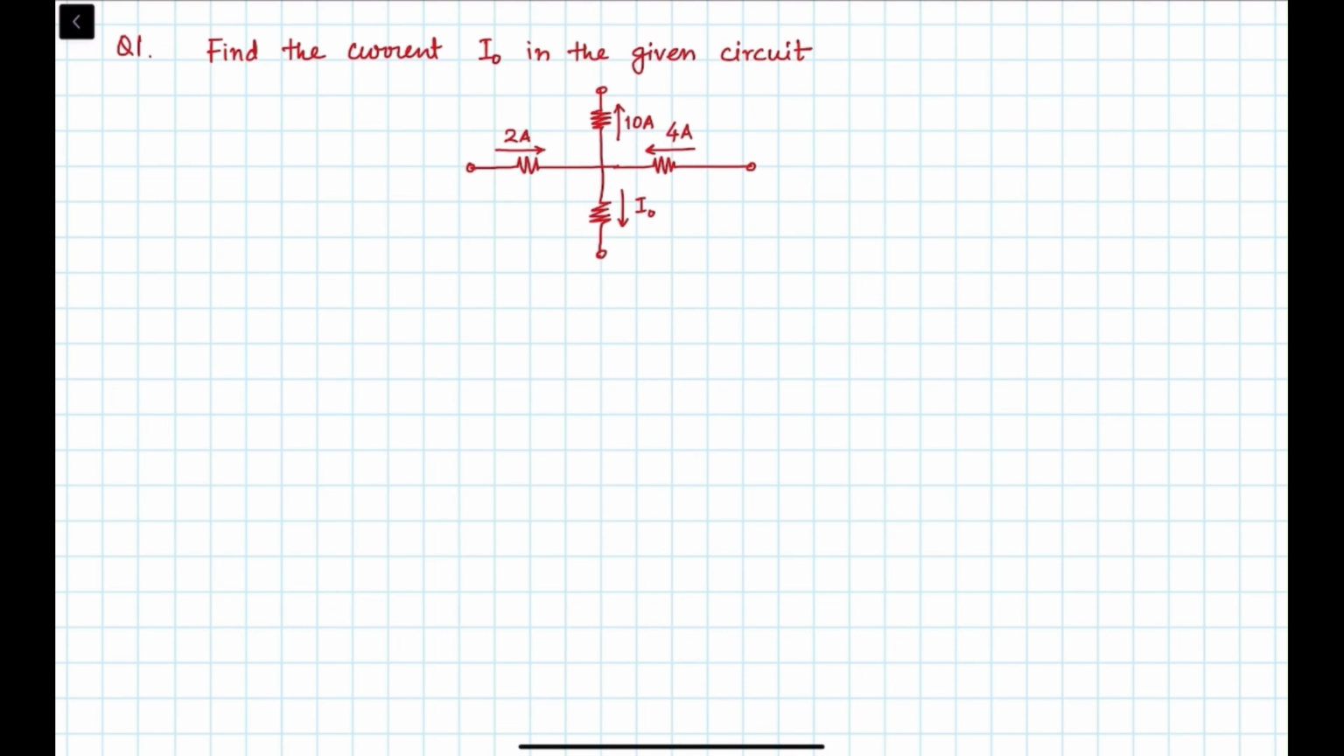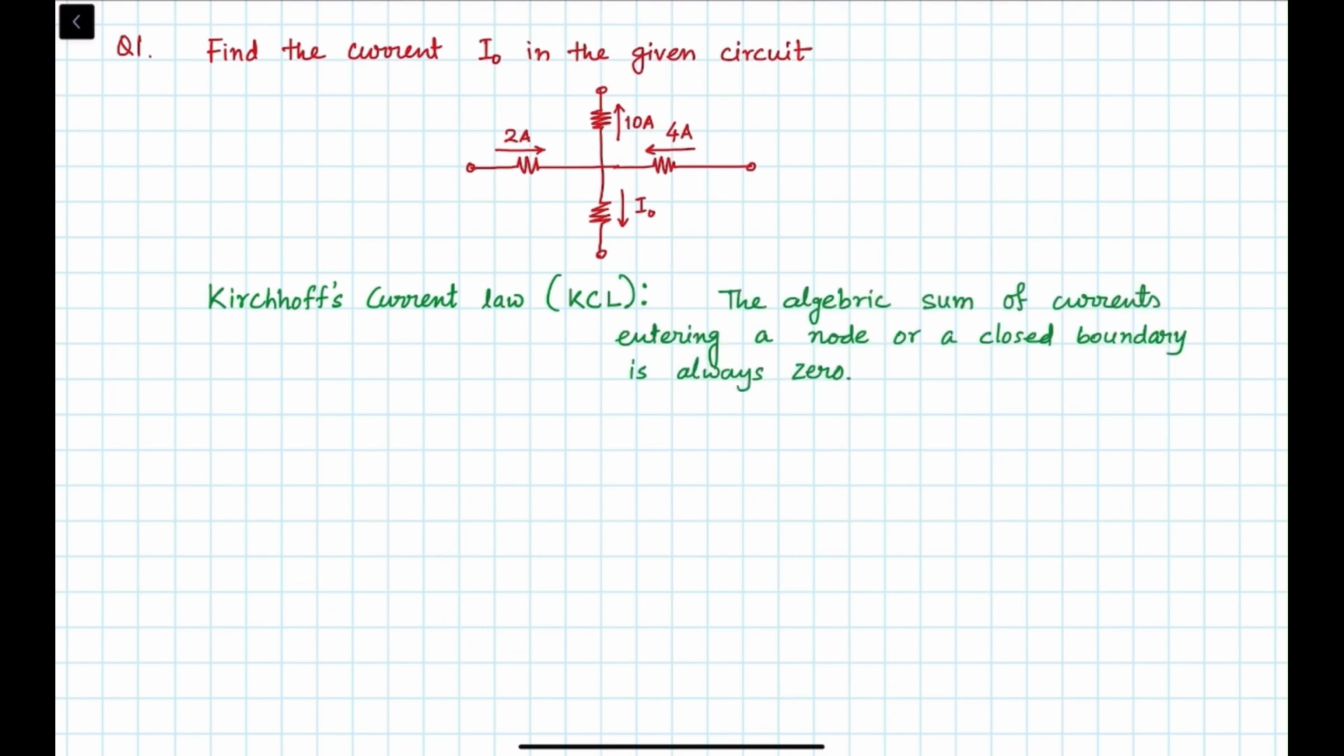To solve this problem, you need to understand one theory which is known as KCL or Kirchhoff's current law. The scientist Kirchhoff has given us two laws, one is current law and one is voltage law. The current law is also known as Kirchhoff's first law and the voltage law is also known as Kirchhoff's second law. Now what does it say? This current law says that, I'll write it here. Now let's understand this with a few examples. The algebraic sum of the currents entering a node or a closed boundary is always 0.